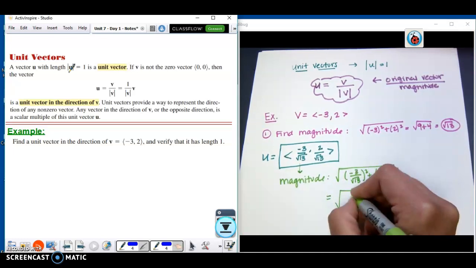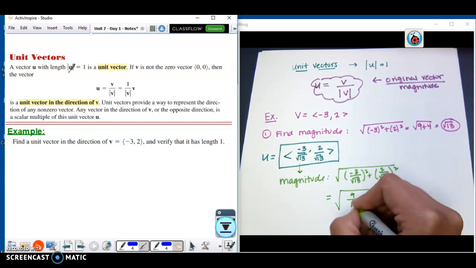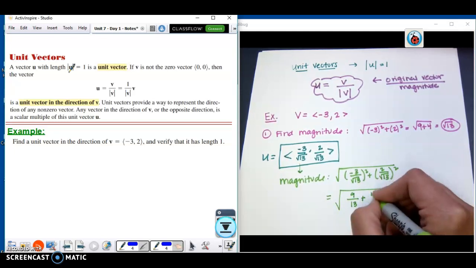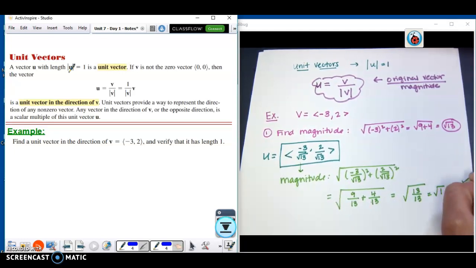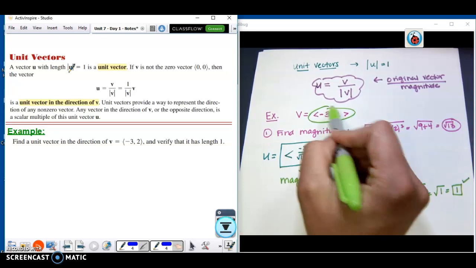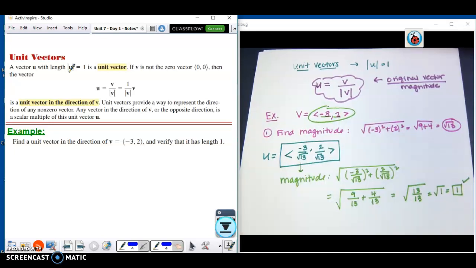So -3 squared would be 9, the square root of 13 squared would just be 13. 2 squared would be 4, the square root of 13 squared would just be 13. If we add those fractions together, 9 plus 4 is 13. So the square root of 13 over 13, which is 1, is just 1, which is what a unit vector is supposed to be. So once again, all a unit vector is, you're going to take your original vector, and underneath each part you're going to write what the magnitude is, and that will turn it into a unit vector, which will have a magnitude of 1.